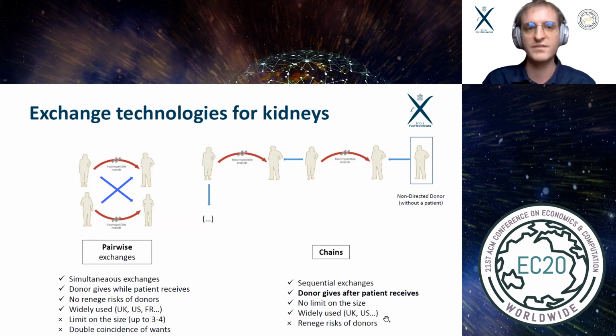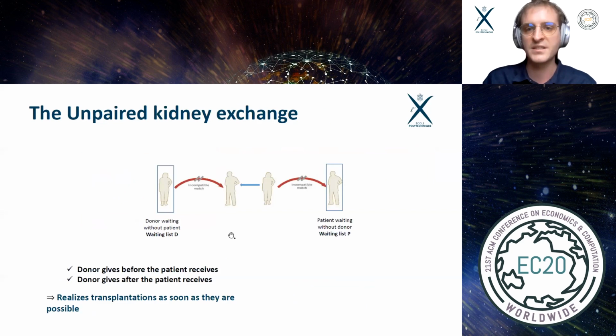What we introduce in this paper to relax this problem of double coincidence of wants is to go even further than chains and allow donors to give before their patient receives. In the literature, it has been shown that chains perform much better than pairwise exchange, both in terms of number of grafts and waiting time of patients. Our proposal is, in addition to donors giving after their patient receives, to have donors who give before their patient receives. So basically you realize transplantations as soon as they are possible.